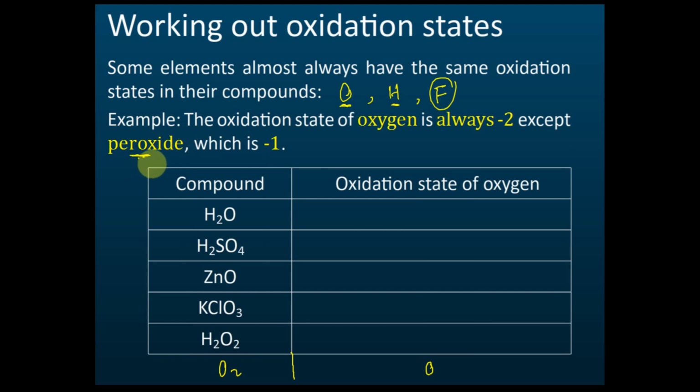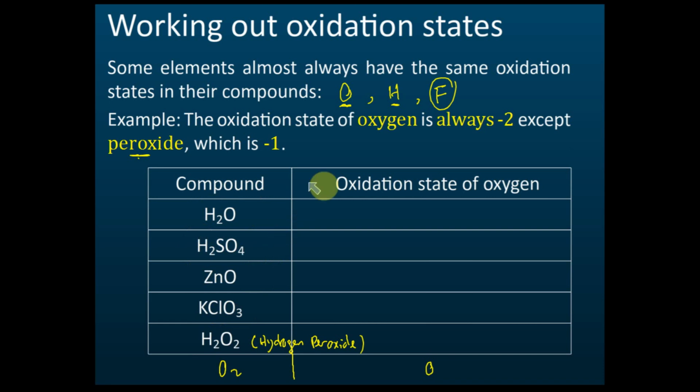The only peroxide that you need to know in SPM is hydrogen peroxide. You have learned this in rate of reactions. This is hydrogen peroxide, or you can write it here if you want. This is the only peroxide that you need to know.